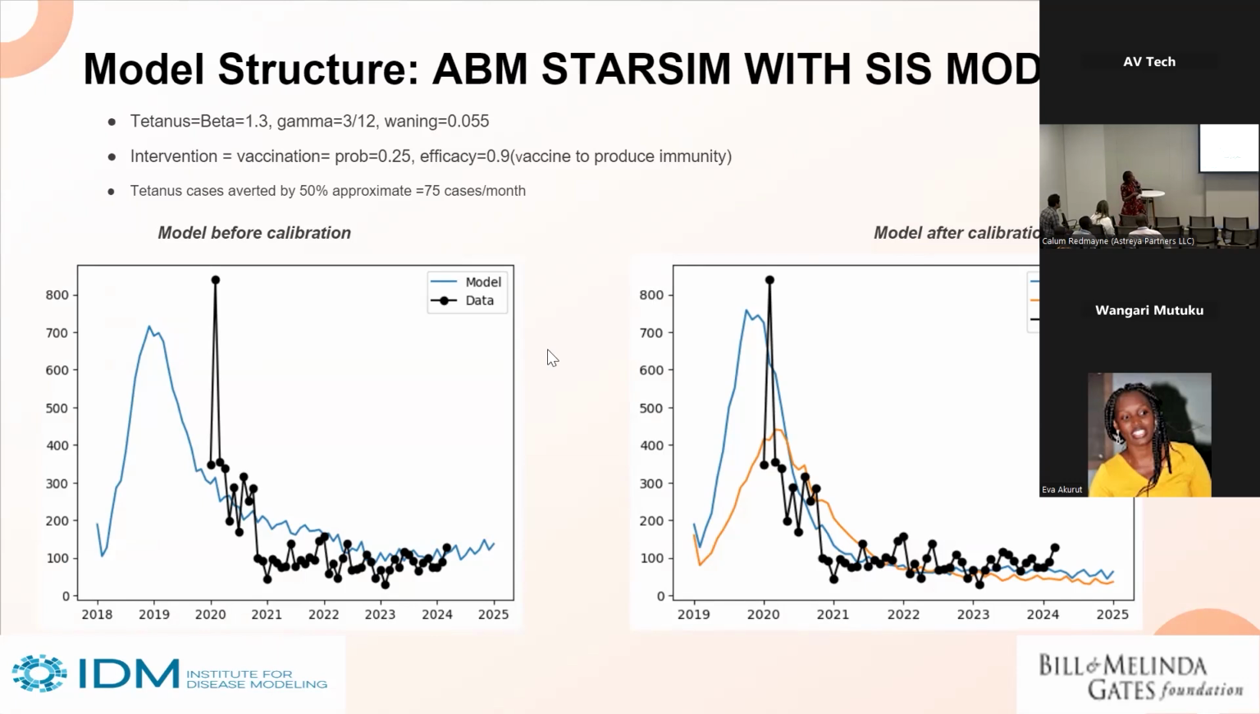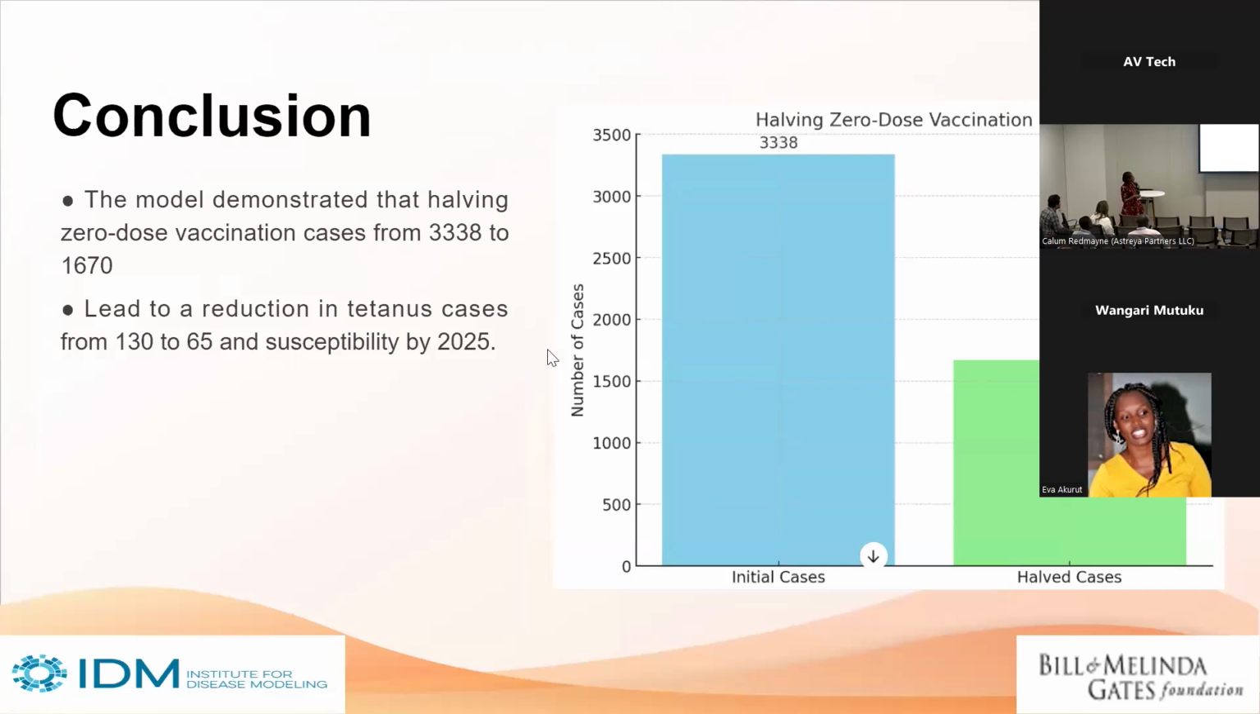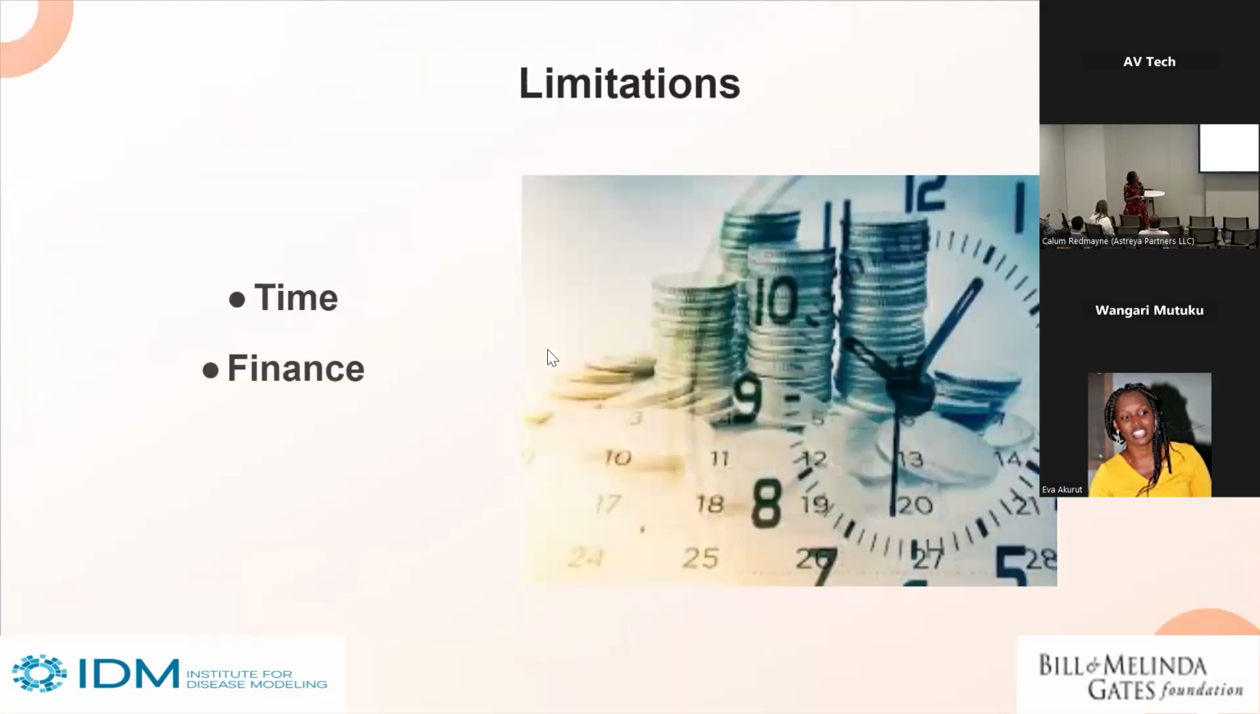So this is our model before we did the calibration. After calibration, we realized that we are able to avert about 1,670 cases if we enhanced our vaccination to ensure that the zero-dose cases are identified and administered with the DPT or the pentadose vaccine in Kenya. This is the conclusion from our model.